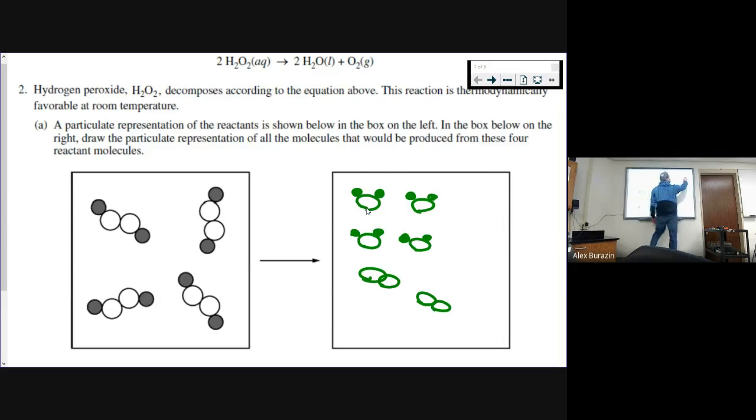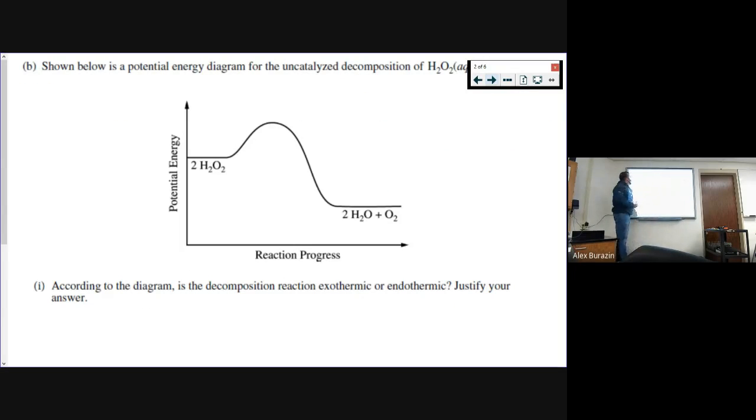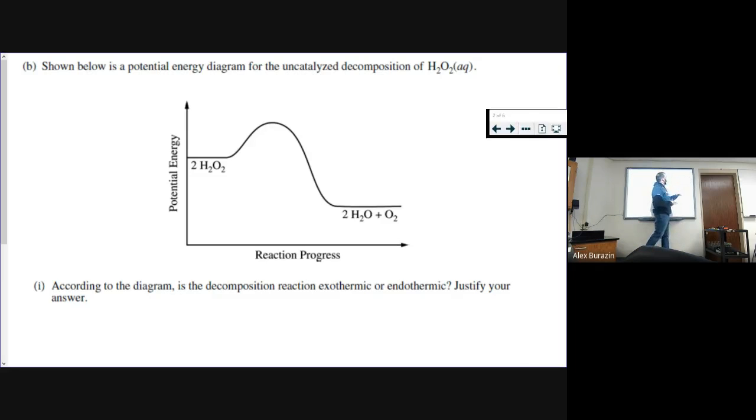Feels good. Okay. B. Shown below is a potential energy diagram for the uncatalyzed decomposition of our hydrogen peroxide. According to the diagram, is the decomposition reaction exothermic or endothermic? Justify your answer. Now, this is where we start. This is where we end. Reactants, products. From this plateau down to that plateau, sorry, it's not drawn perfectly, is what's known as our change in energy, right? We were previously higher, we are now lower.